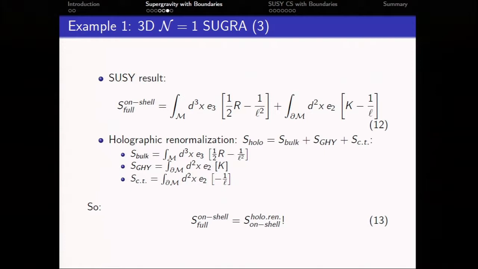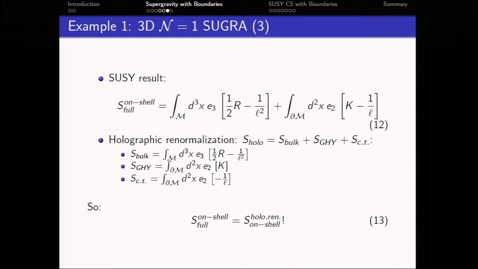At this point, of course, the comparison is very easy to make. I've now gone on shell. What does this mean? I've eliminated my auxiliary scalar S, which gives me this cosmological constant. So I've gone on shell in the sense that I have no auxiliary fields. My on-shell Lagrangian is simply my normal bulk Lagrangian for AdS, and I have this boundary term here. Now, if I had started with my bulk Lagrangian and done a procedure of holographic renormalization in AdS3, I would have done pretty much exactly the same thing. I would have added my Gibbons-Hawking term, and I would have had to add a counterterm to regularize the on-shell action.